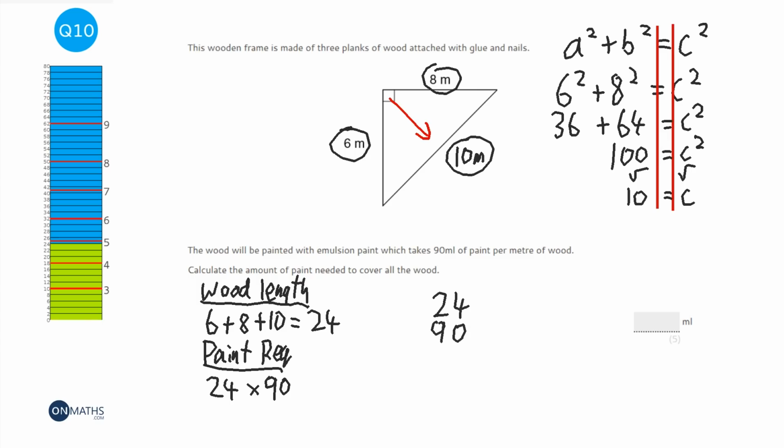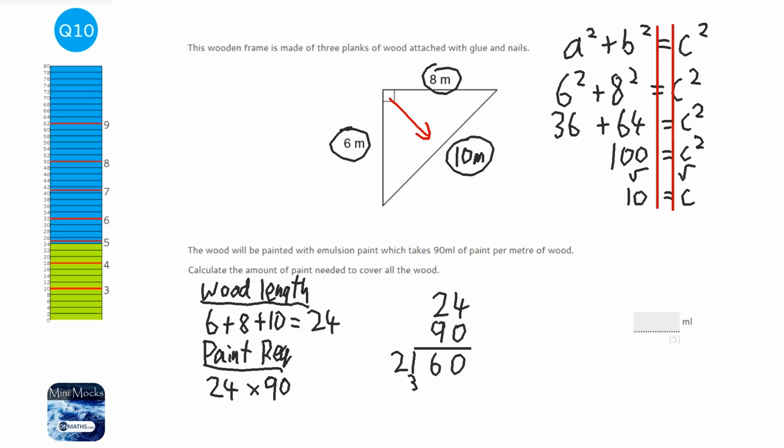I'll do the column, why not? So 0 for the first one, and then we're going to do 90 times 4, so we need to add a 0. 9 times 4 is 36. 9 times 2 is 18, plus the 3 is 21. And what we could have done is 9 times 24 and just added a 0 onto the end of it. There's loads of different ways of doing these things.